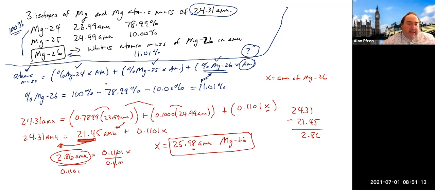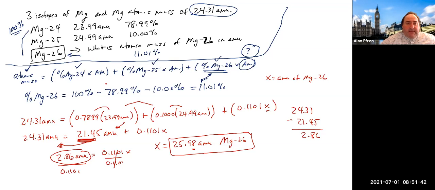Okay, so again, this is how we would calculate atomic mass. It's really how the values that we see on the periodic table come from. And you may be asked to solve for any of those things, like I talked about: the overall atomic mass, the percentage of an isotope, or the atomic mass of an isotope like we did here.